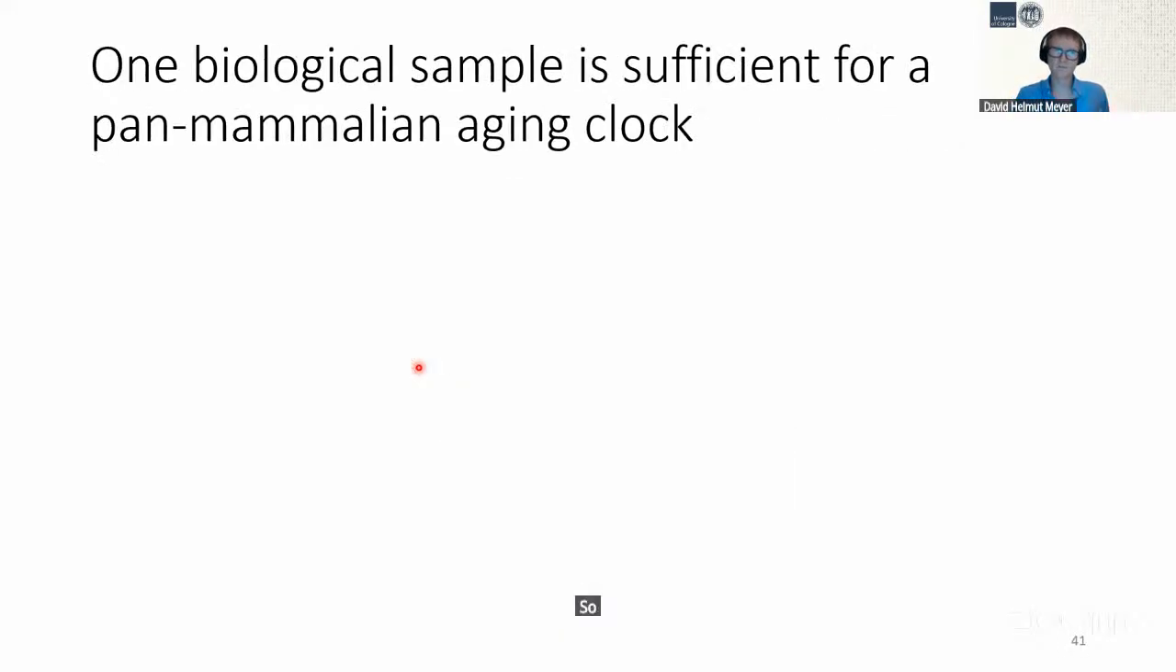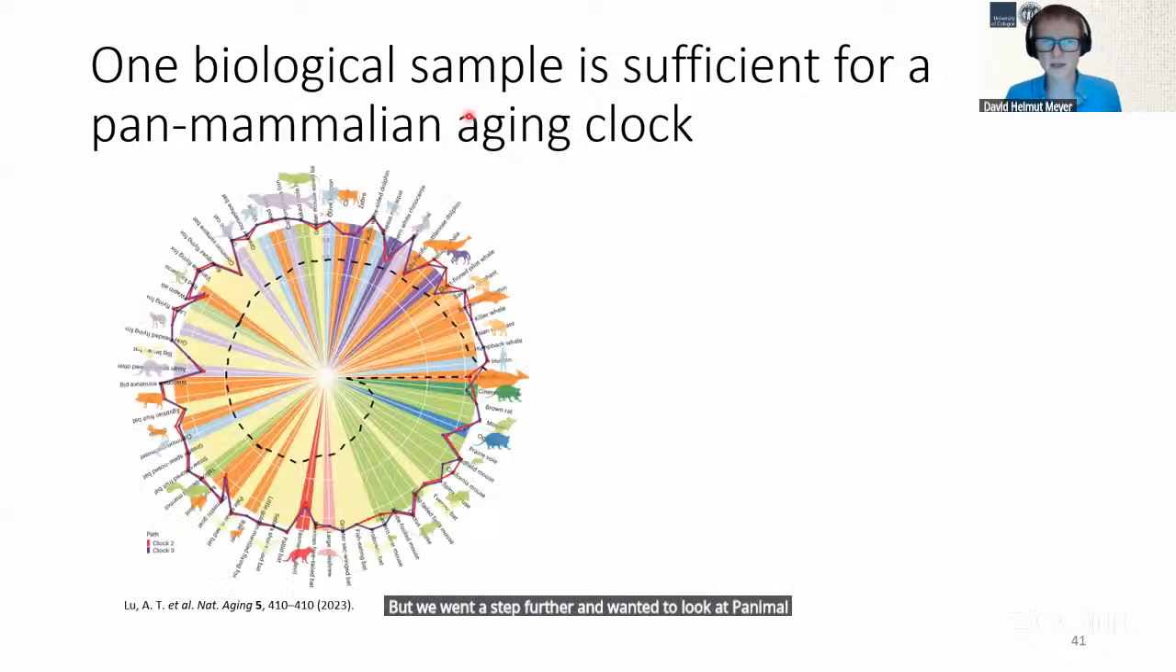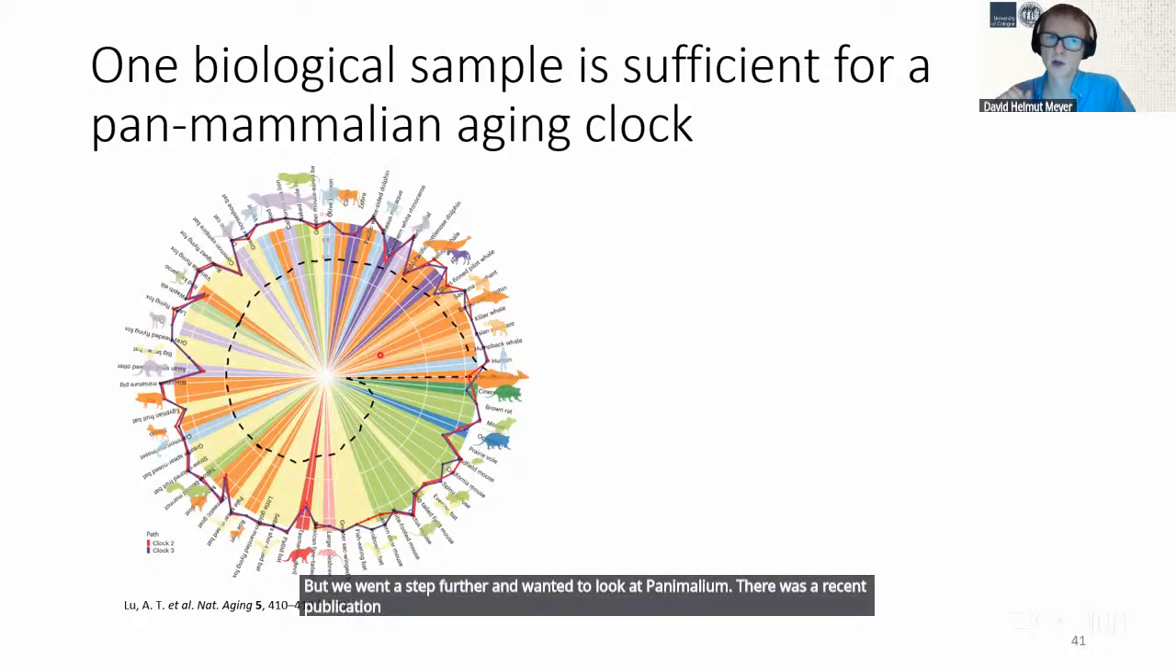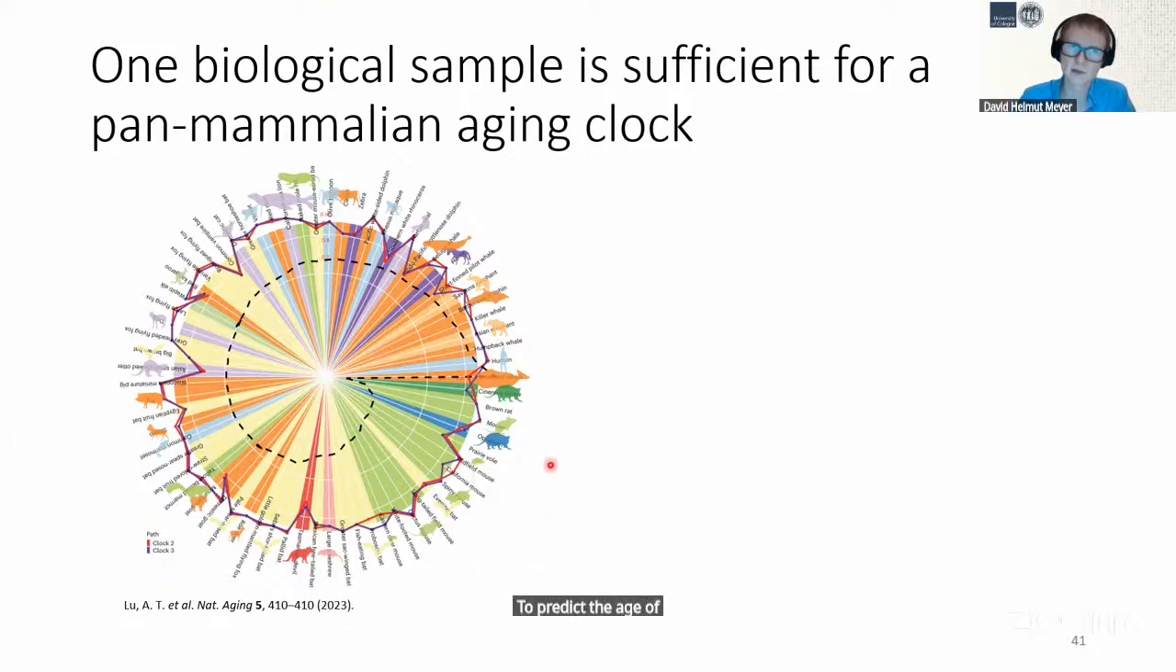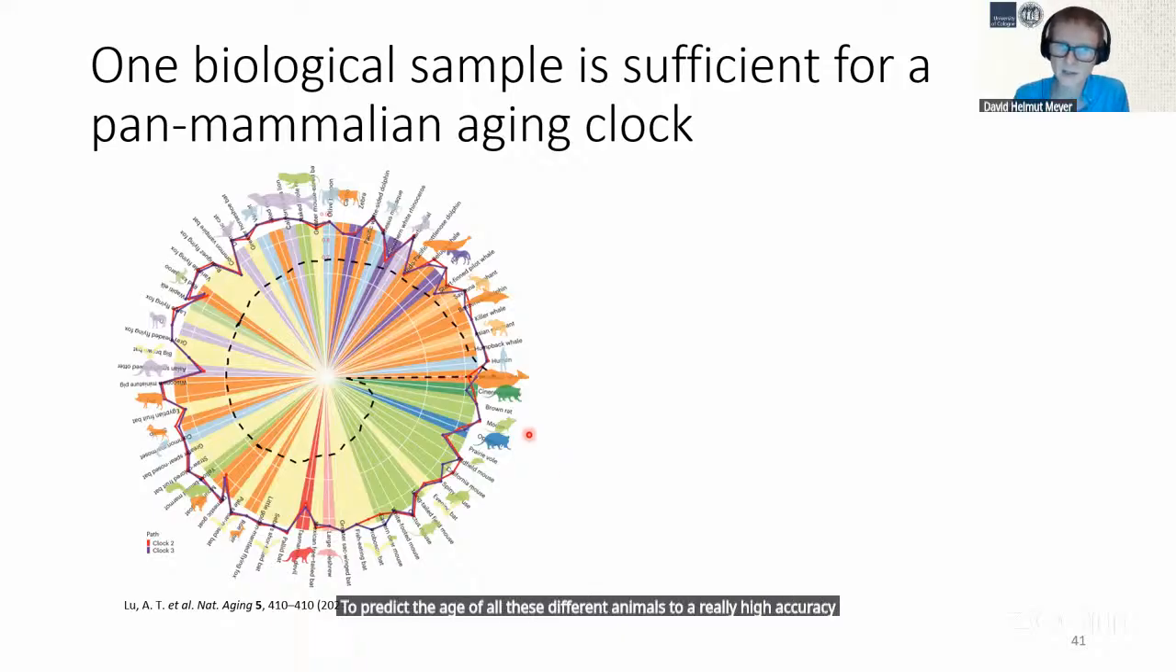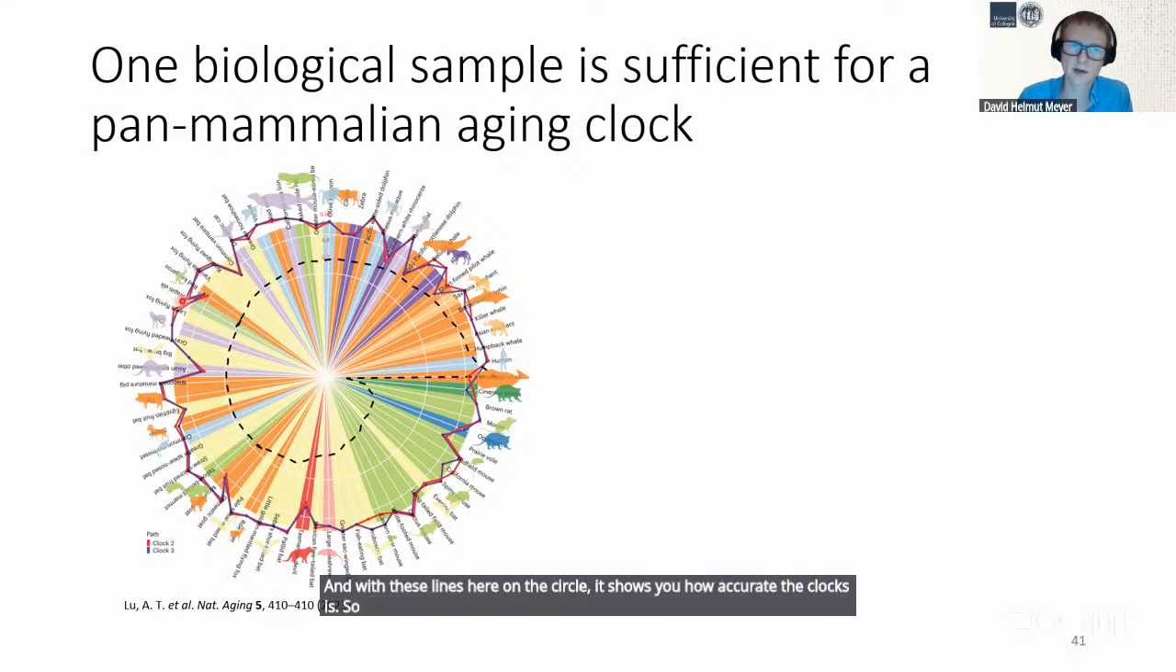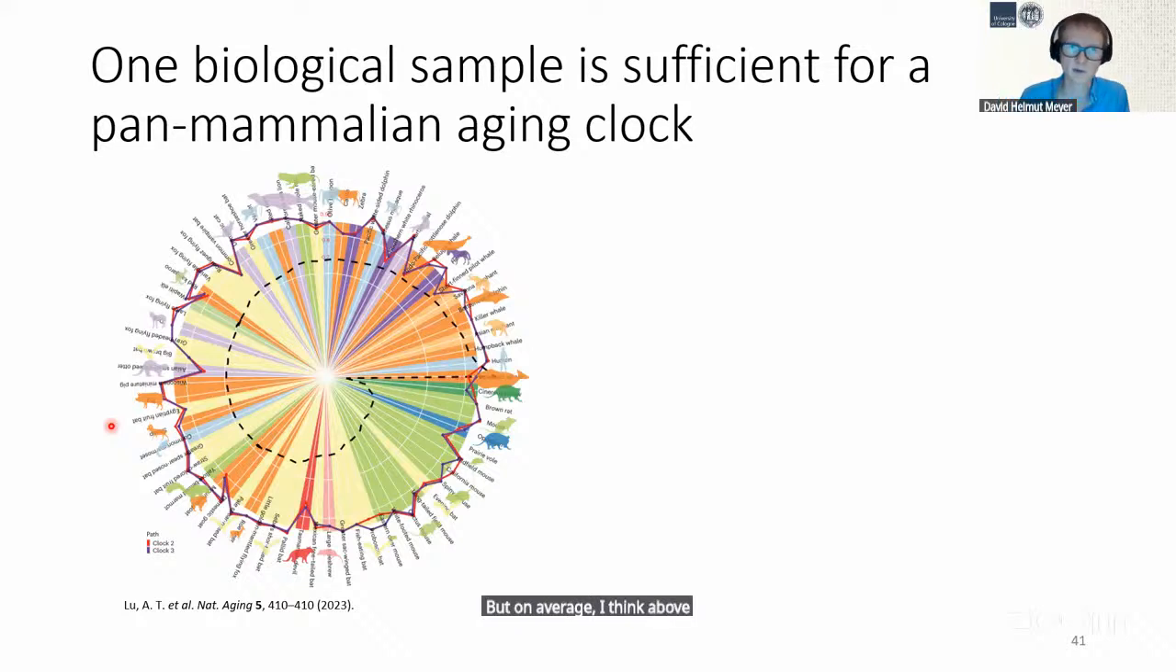So that was human. But we went a step further. I wanted to look at pan-mammalian. There was a recent publication from Steve Horvath again, who beautifully showed that he can build one single aging clock to predict the age of all these different animals to a really high accuracy. So you can see it's going from the mouse to humans, but all the way to whales. And with these lines here on the circle, it shows you how accurate the clock is. So the further outside, the more accurate. You can see it's on average, I think above 0.8 or 0.9 or something like this. So it's really highly accurate.